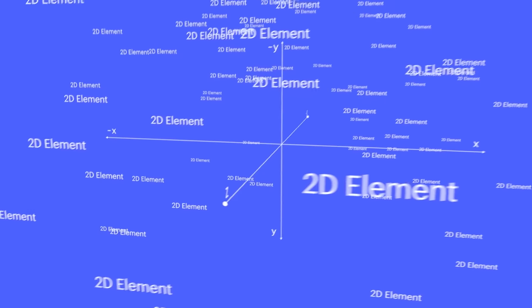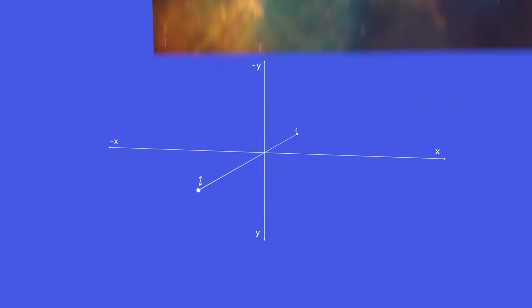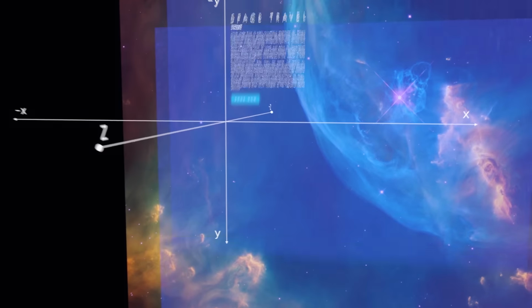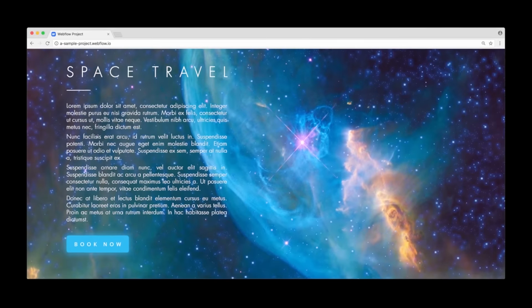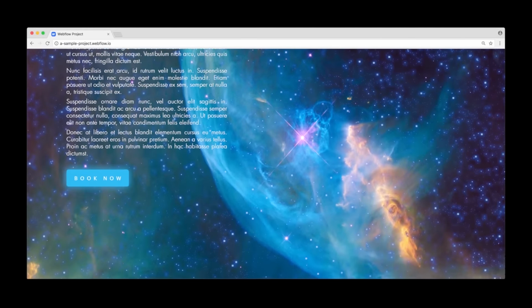The key is that 3D motion doesn't always need 3D objects. That concept of parallax motion can give our projects a bit of depth. Moving different elements at slightly different velocities can really set the stage for that 3D look.